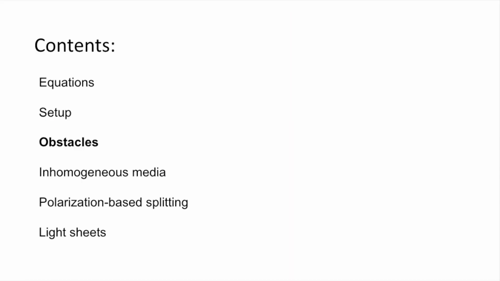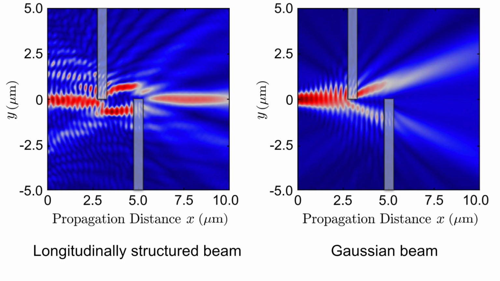One of the advantages of longitudinally structured beams is their ability to reconstruct themselves after interacting with obstacles. On the left here, we can see a longitudinally structured beam encountering two walls that combine to block line of sight in the x direction. Our beam is able to mostly reconstruct itself after the walls, in contrast to the Gaussian beam on the right, which is destroyed by the interaction.